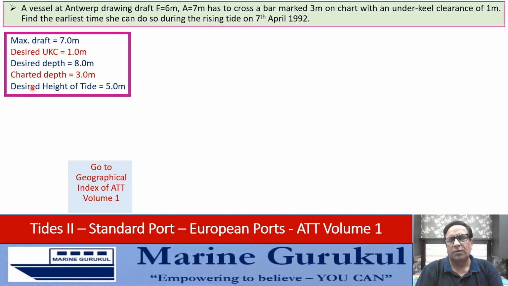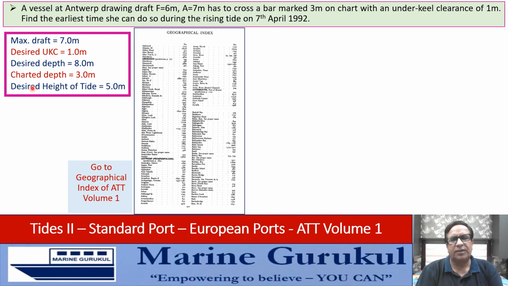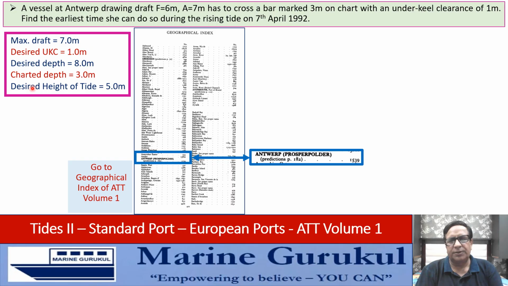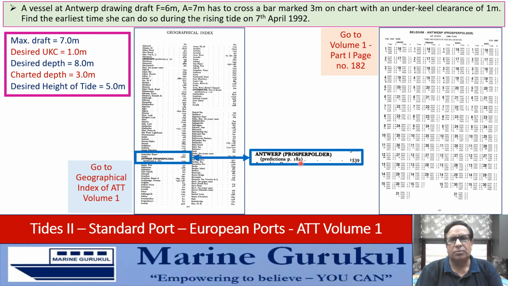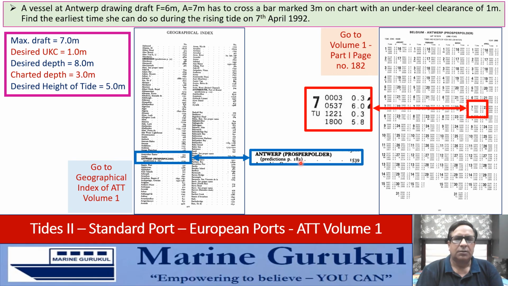Now we go to the geographical index, which we have discussed in the previous two questions also. Go down, locate Antwerp. We find Antwerp is in capitals and bold, so it is a standard port whose predictions are on page 182. We go to page 182. We go to 7th April. Look at the daily predictions, pull out the data, and this is the daily predictions for 7th April.